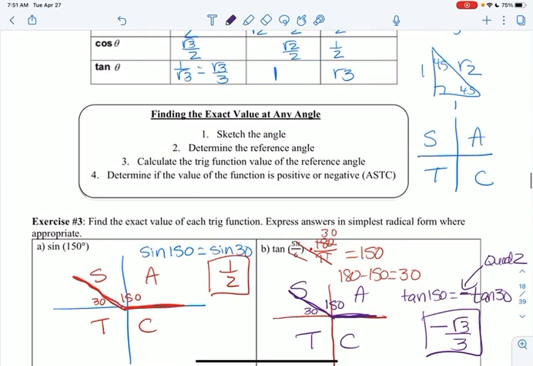The rules again, you're going to sketch the angle, determine the reference angle, calculate the trig function value at that reference angle, think about whether it's going to be positive or negative based on what quadrant it's in, and then of course if it's a reciprocal one, you got to flip that. So we'll practice that all tomorrow.